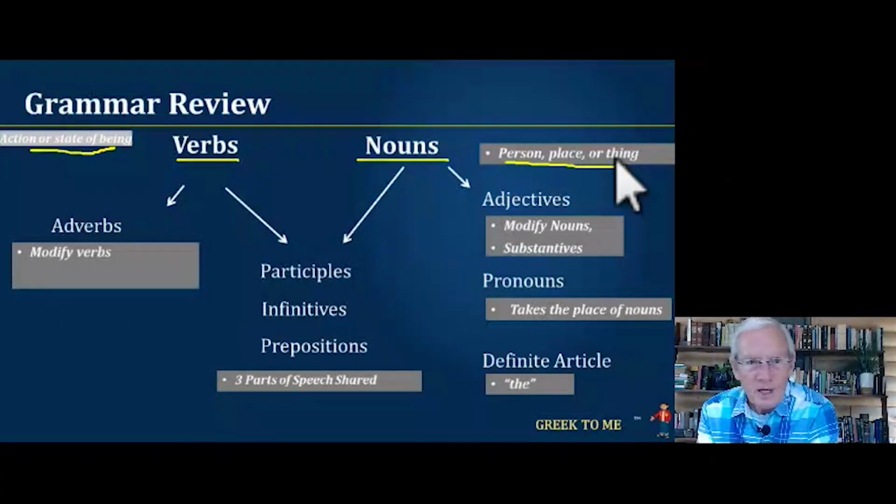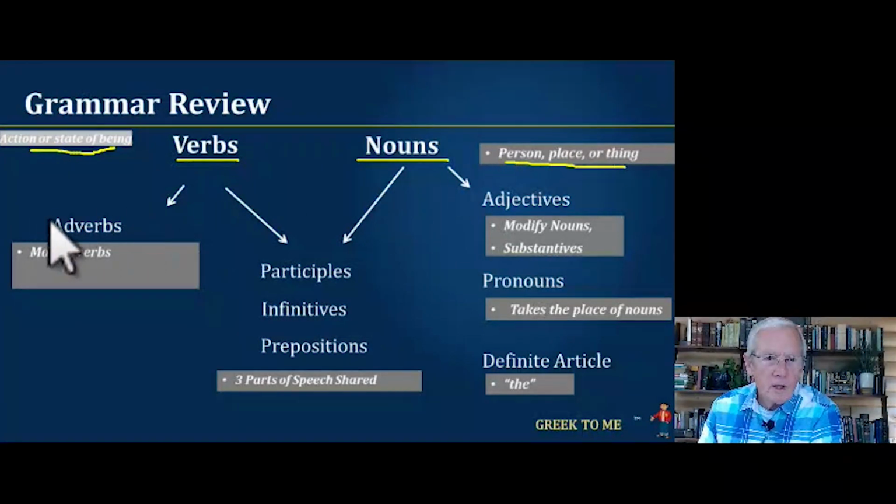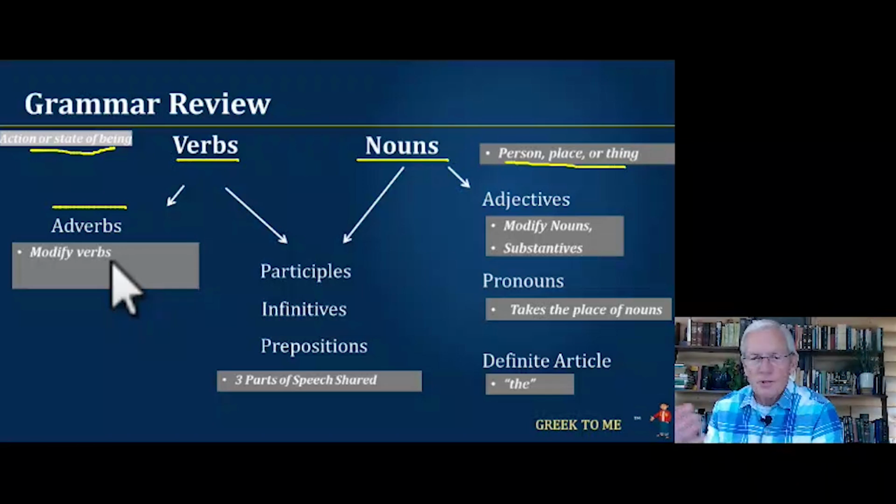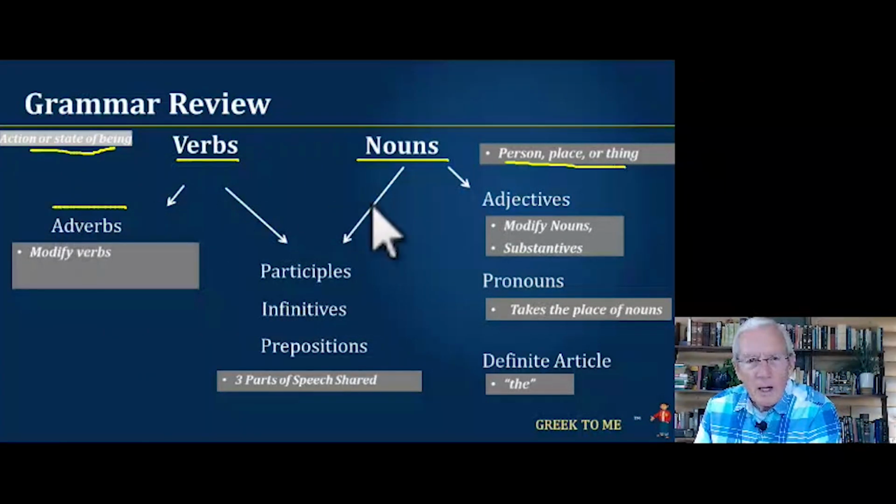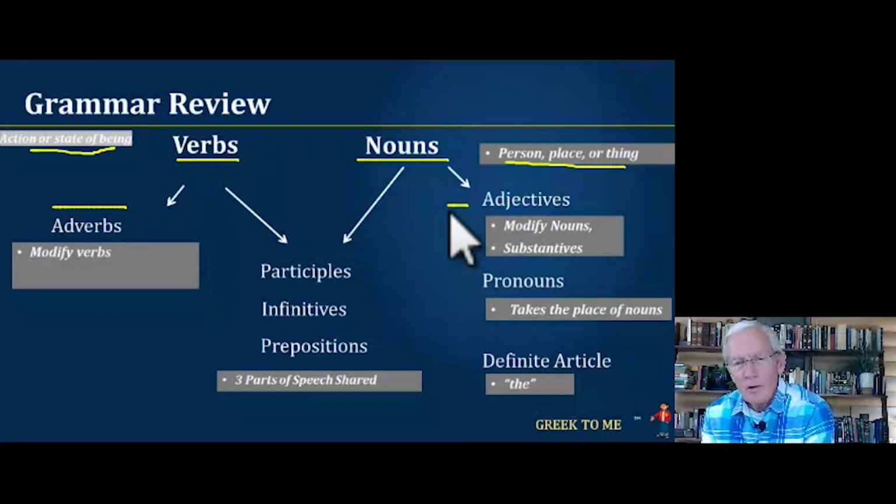You have some nouns and you put those together with verbs and you can make a complete sentence. But notice over here, adverbs. We won't discover these till much later, but what do they do? Well, they modify verbs like quickly or slowly or hurriedly. And over here, what do adjectives do? Well, they modify nouns, don't they? And sometimes they can function like substantives.